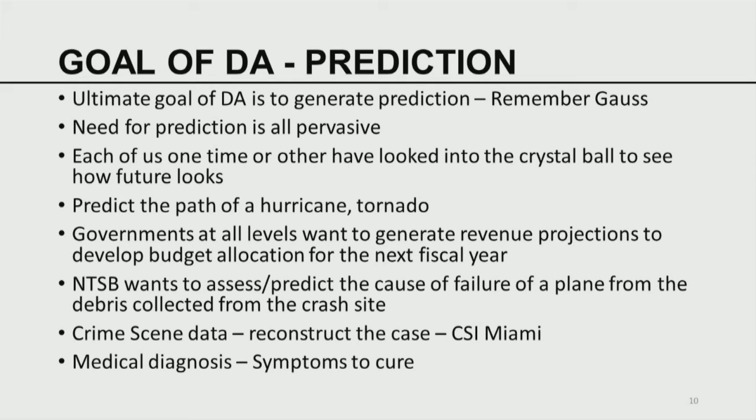who committed the crime. Medical diagnosis: from symptom to the cure. I have symptoms. Diagnosis is an inverse problem. From observations, I have to diagnose what the problem is. Once I know the problem, I can then cure. So symptoms to diagnosis to cure is an example of a data assimilation problem, a prediction problem, a modeling problem, and so on.